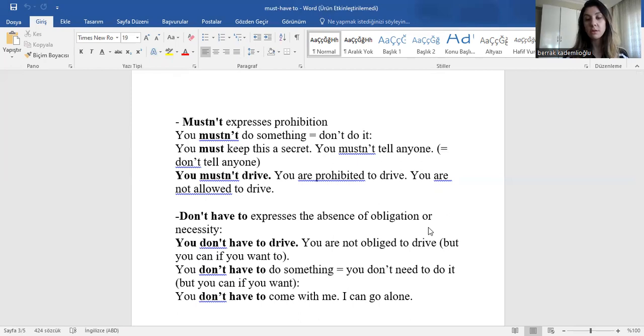You don't have to drive. You are not obligated to drive. If you want, you can drive. You don't have to do something. You don't need to do it, but you can if you want. You don't have to come with me. I can go alone. But if you want, you can come with me because this is not prohibited.